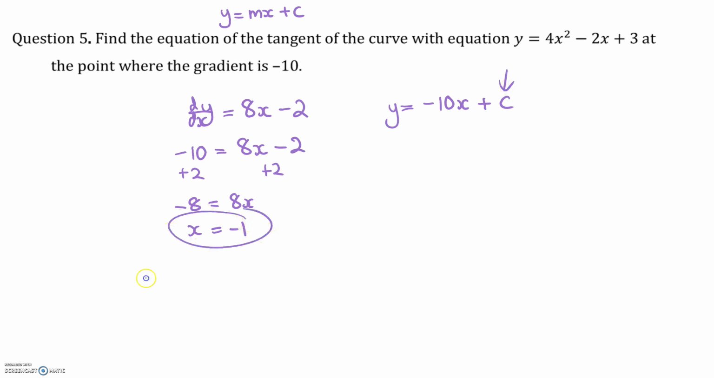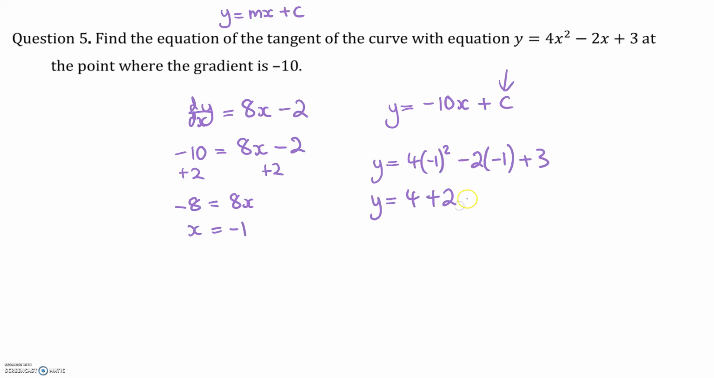The way that I'm going to do this is, I know that this is a point on my curve, so I need to substitute this back into this equation. That's going to give me a y value. So if I've got y is equal to 4 times -1 squared, take 2 times -1 plus 3, this is going to actually give me 4, add 2, add 3. So this is going to give me 9. So this tells me that -1, 9 is a point that's both on the curve and on the tangent.